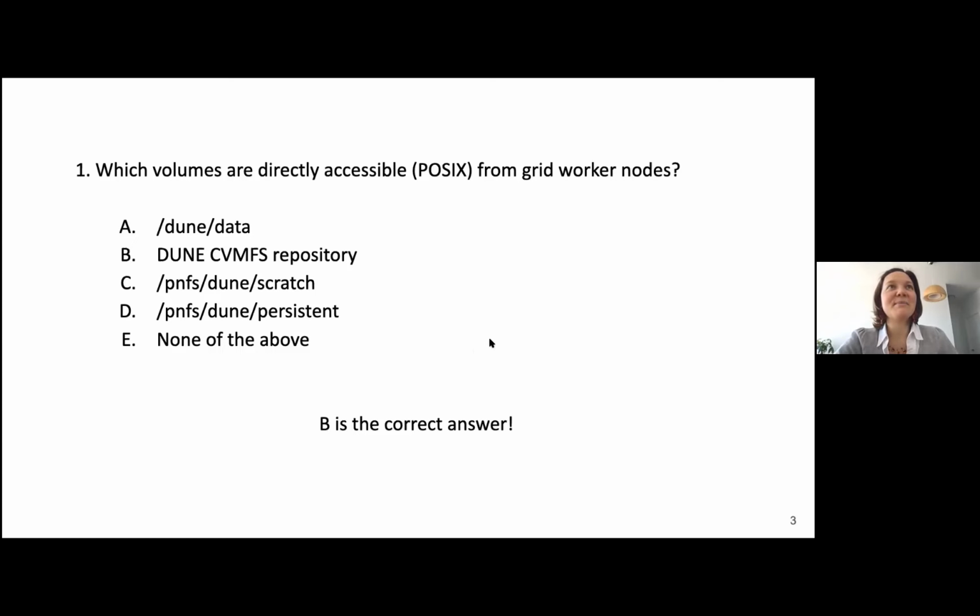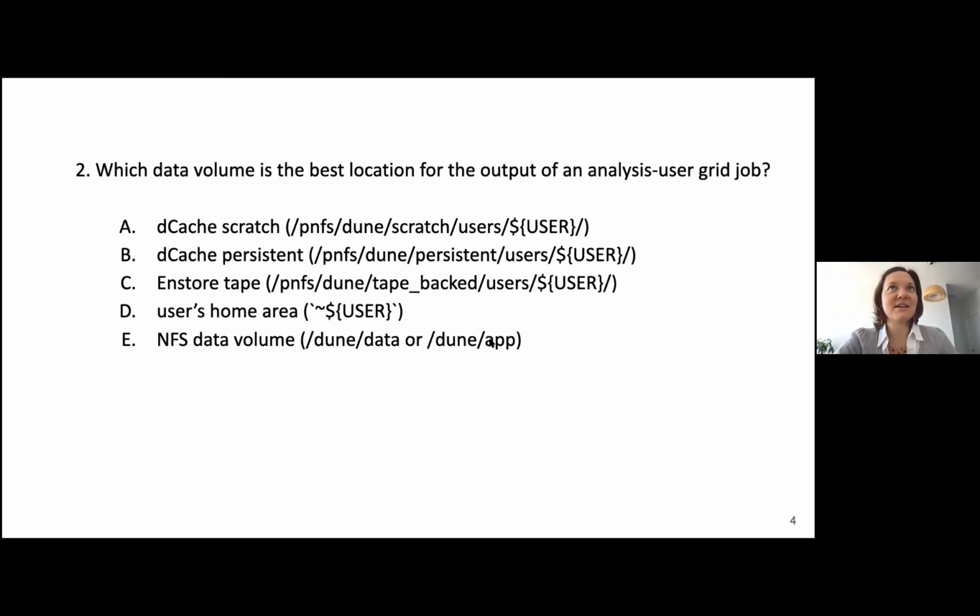Let's go to the second question: which data volume is the best location for the output of an analysis user grid job? And the answer is A, dCache Scratch. And I think this was correctly answered, but Kirby, feel free to say some little words on it if you want.